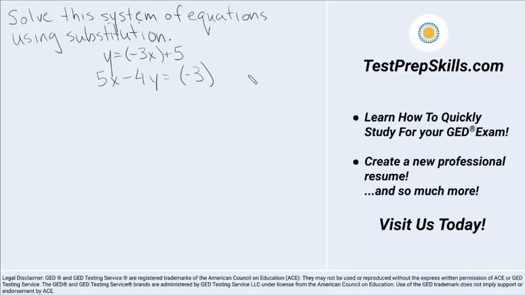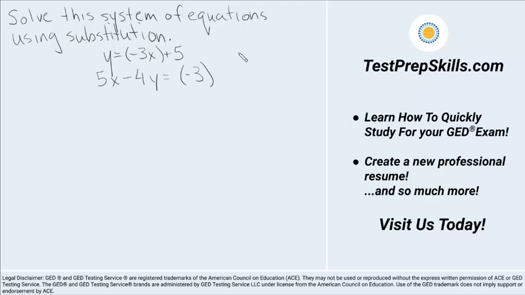In this video, we're going to be solving a system of equations using the substitution method. This is not the only method to solve a system of equations, but if the question asks you to solve using a specific method, then obviously you're going to use that method. So I'm only going to be showing you how to use substitution to solve this type of problem.